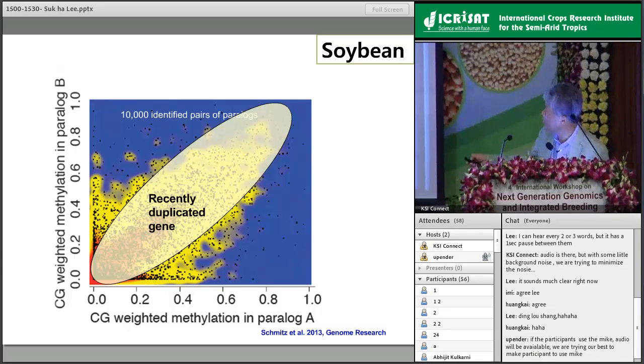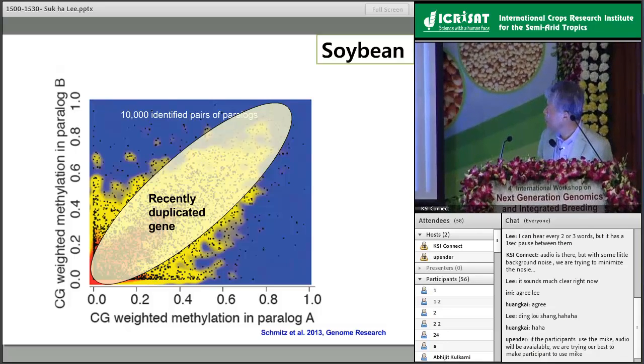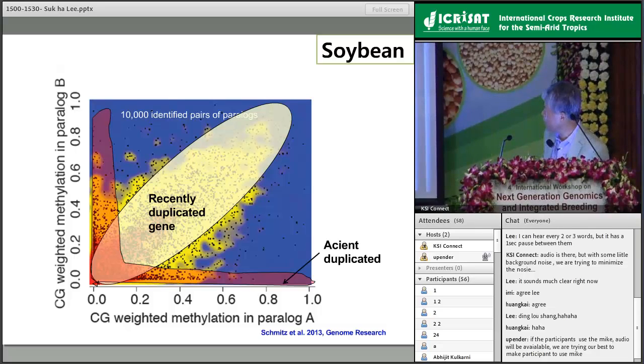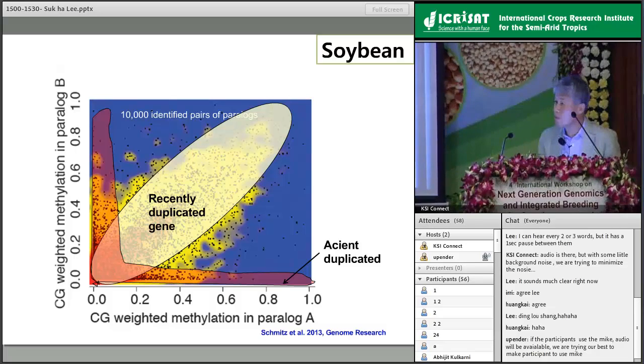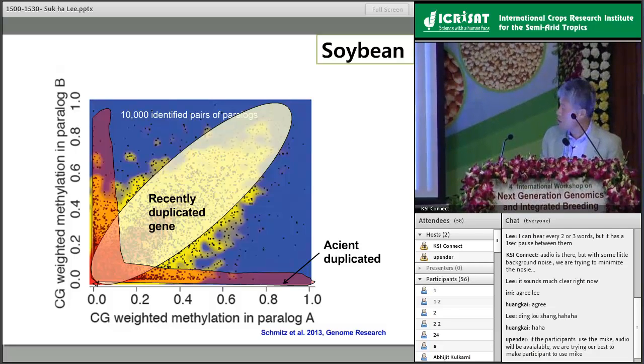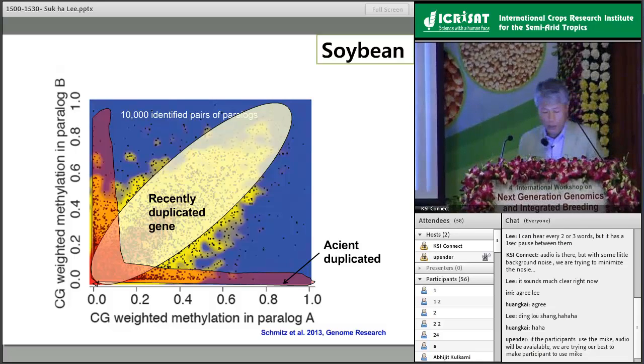However, you can see divergence in ancient duplicated genes, indicating that the methylation patterns after the ancient genome duplications diverged very much compared to the recent duplication. And due to the lack of recent duplication in mungbean, you can see a very small amount of correlated paralogous genes.